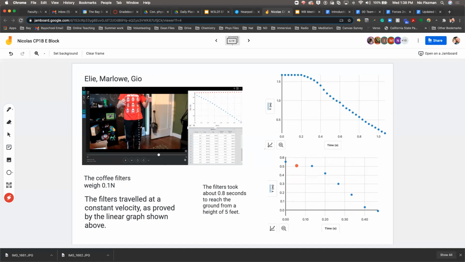Okay. But you see how you can make a more nuanced statement, right? The coffee filters speed up and eventually reach the state where they're falling at a constant velocity. That would be a much more interesting statement than this traveling, right? Because they're not traveling at constant velocity. Cool. Excellent. Good work.